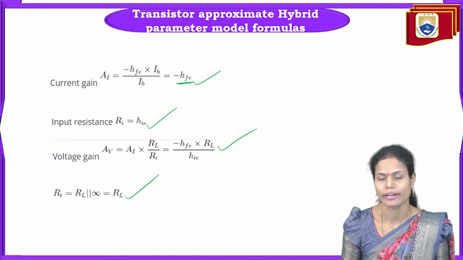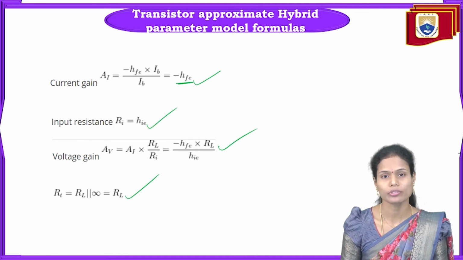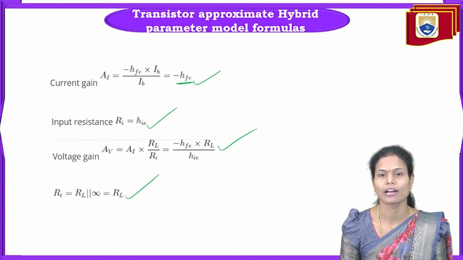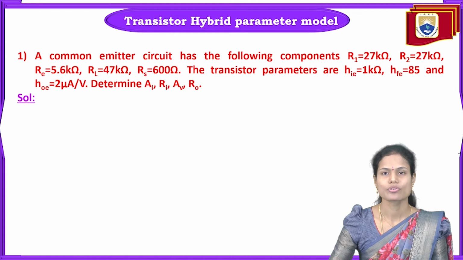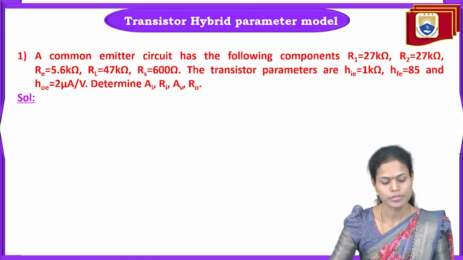So depending upon the HOE into RL value, we need to go for either the approximate model or the exact model. So before solving the problem, first of all, we have to find that particular value. So now we'll go with the problems.